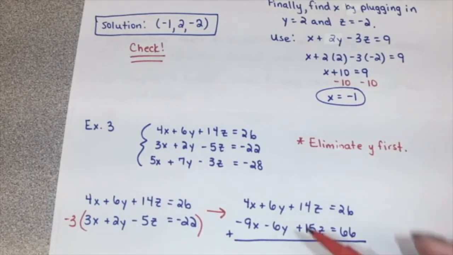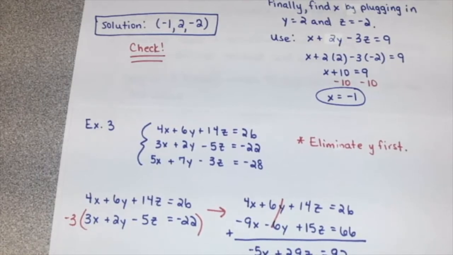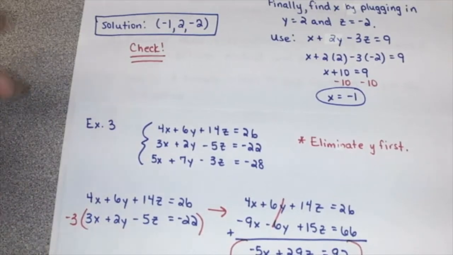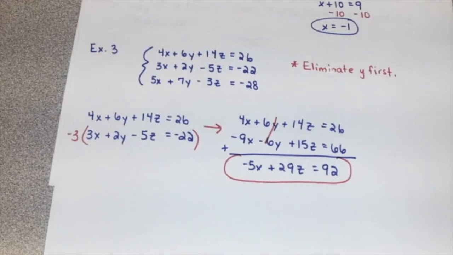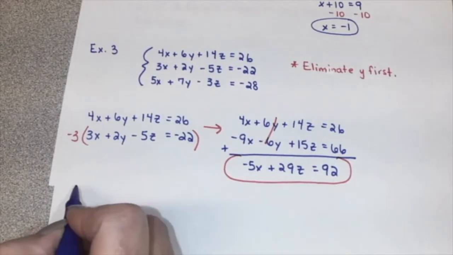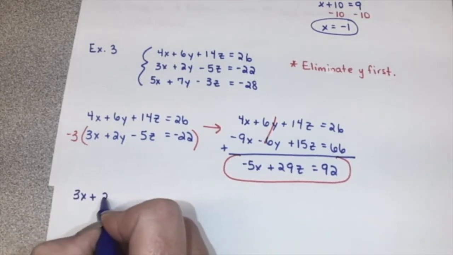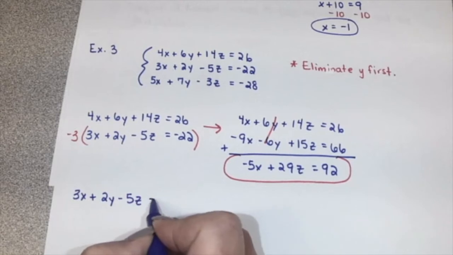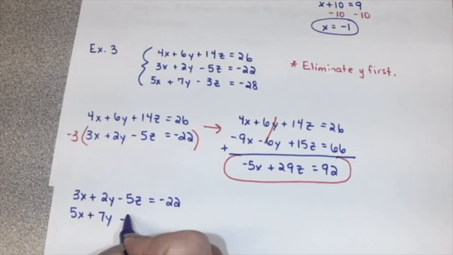Okay? And so you're going to get the 6y's to go away just like we wanted, and you end up with negative 5x plus 29z equals 92. I'm going to circle this because this is going to move on to the next step. But I need something to pair with that. I can't just look at that by itself. So this is when you combine another pair. Remember the rule is combine 2 pairs of the 3 variable equations and get rid of the same variable each time. So I'm going to pair the second and third equations this time.